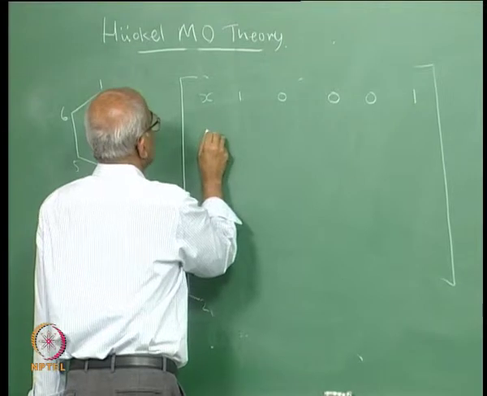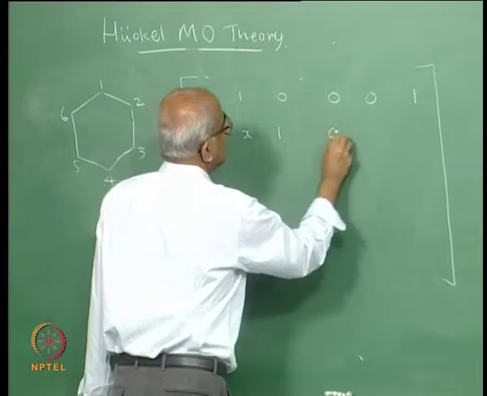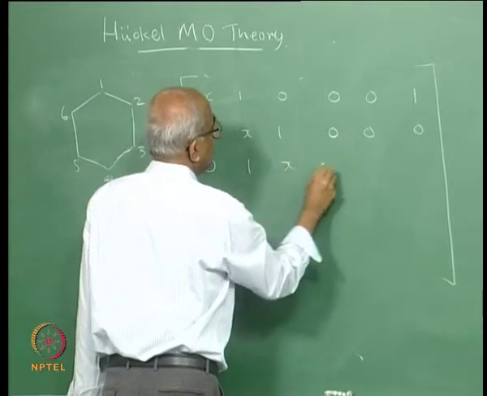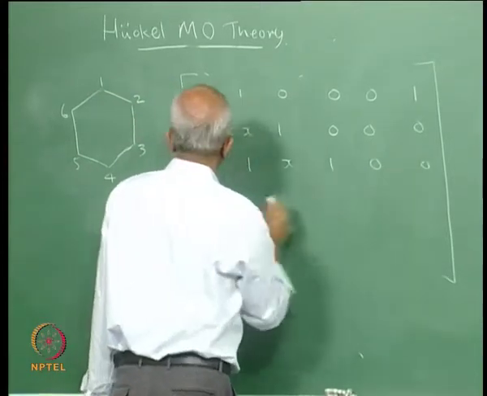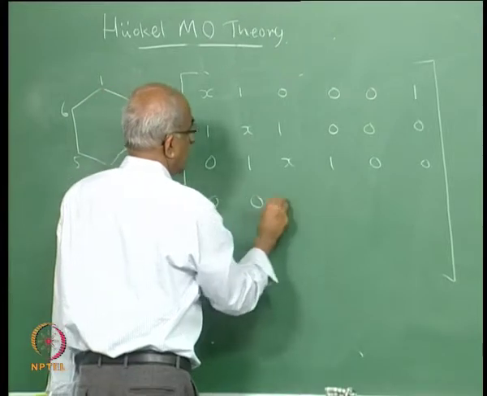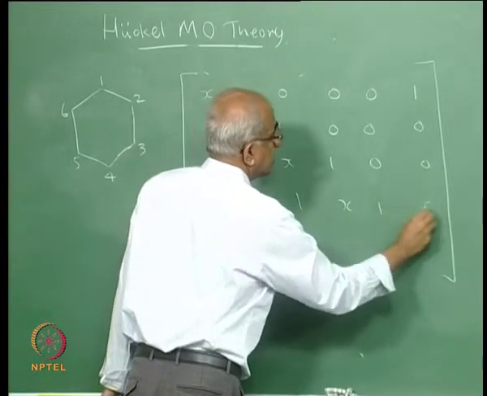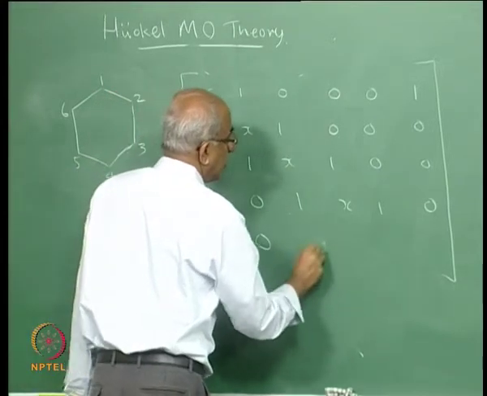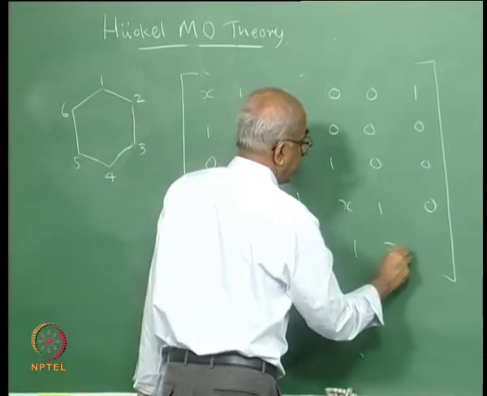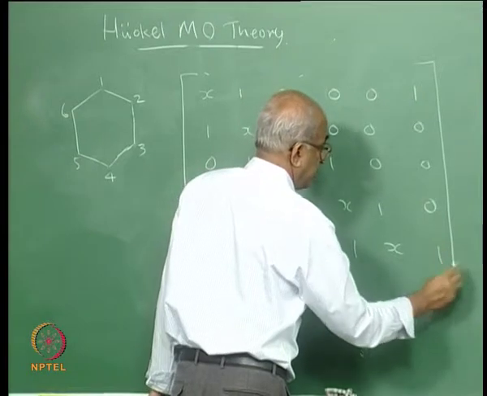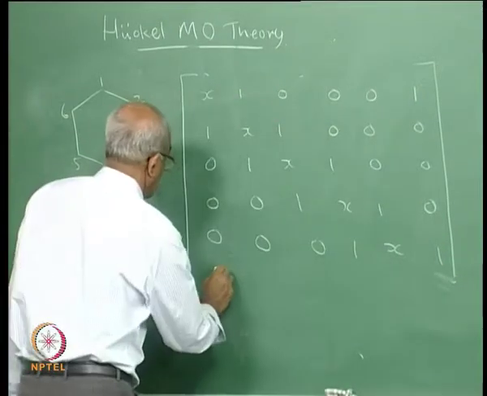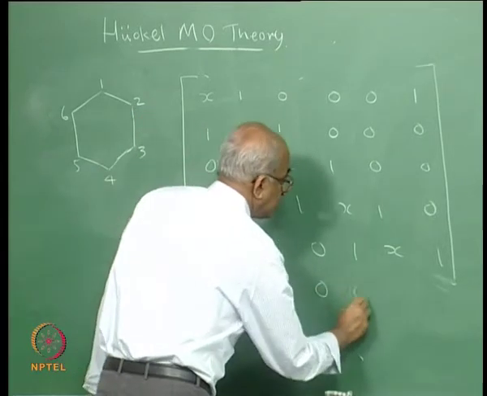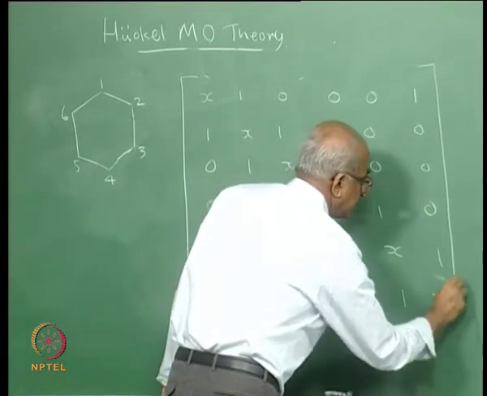Then you can continue like this: you will get 1 x 1 0 0 0, 0 1 x 1 0 0, 0 0 1 x 1 0, 0 0 0 1 x 1, and finally 1 0 0 0 1 x. This is the Huckel matrix.